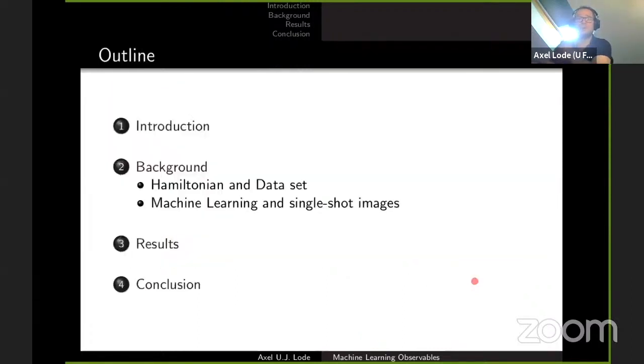Before I start, let me give you an outline. I will briefly introduce the system, ultracold atoms, and what single-shot images look like. I will run you through the background, how we theoretically describe them, give the Hamiltonian and the data set that we generate, and then introduce the machine learning algorithms that we apply to the single-shot images. I'll show you some example results and conclude.